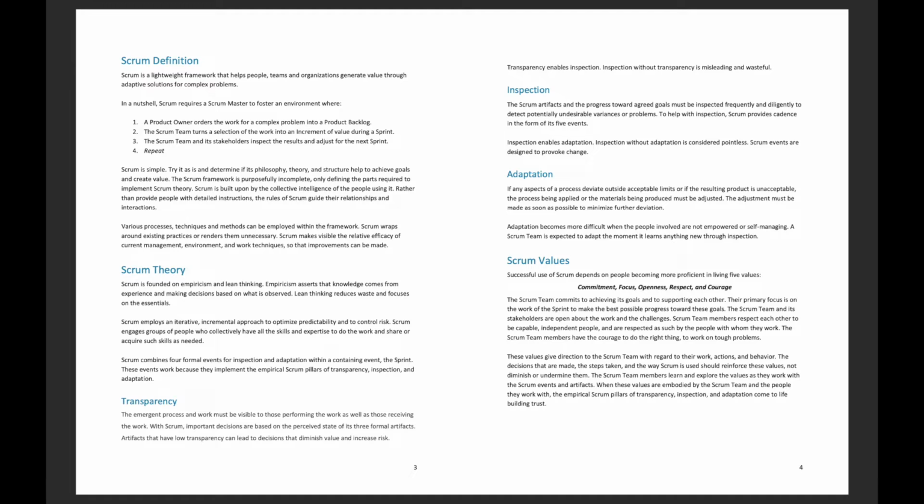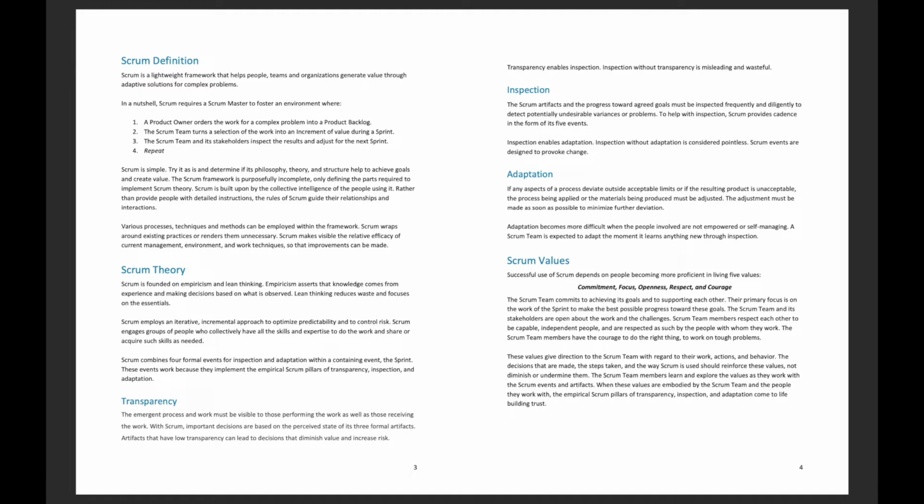Inspection. The Scrum artifacts and the progress towards agreed goals must be inspected frequently and diligently to detect potentially undesirable variances or problems. To help with inspection, Scrum provides cadence in the form of its five events. Inspection enables adaptation. Inspection without adaptation is considered pointless. Scrum events are designed to provoke change.